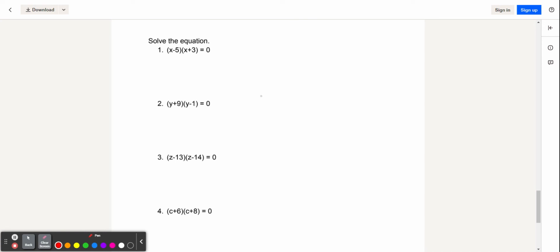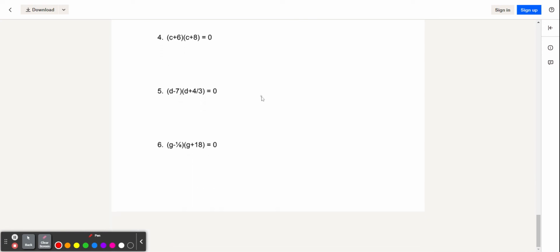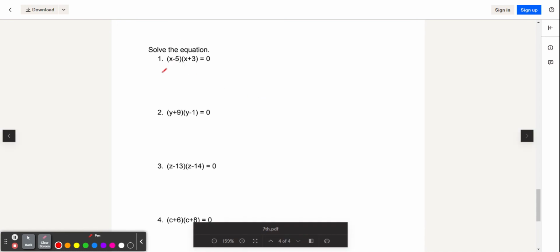Here we have 2 binomials being multiplied together, and it is set equal to 0. So, we know that anything times 0 equals 0. 2 times 0 equals 0. Well, the same is true even with variables. So that means that since we have 2 things multiplied together, if one of them turned into 0, the entire thing would equal 0, and this equation would be solved.